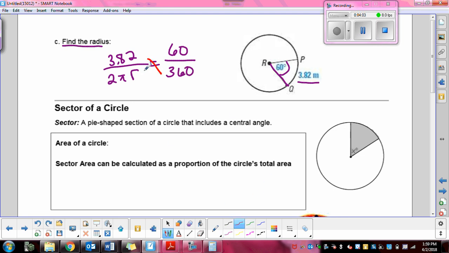Now, when I cross multiply this time, I'm going to multiply 3.82 times 360, which is 1375.2, equals 2 times pi times 60, because I don't know what r is. R is my variable, so I know I'm going to multiply r times something. So 2 times pi times 60 is 376.99. Now I'm going to divide by whatever's multiplied by my radius or my variable. So I'm going to divide by 376.99.